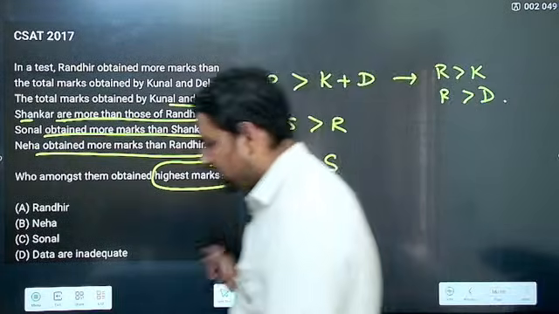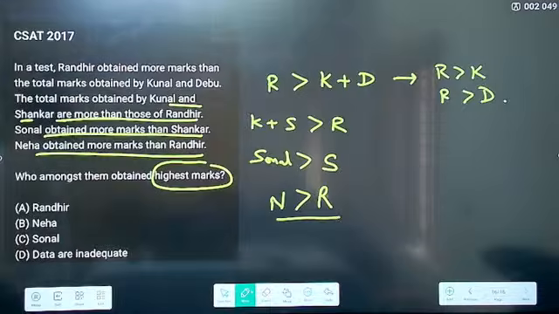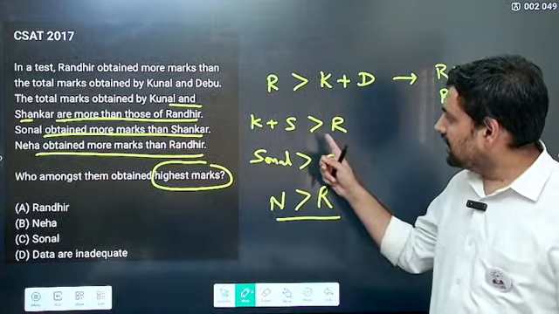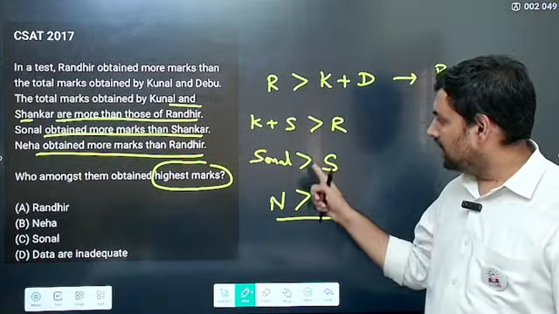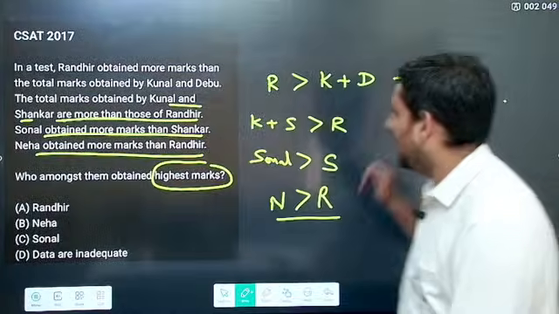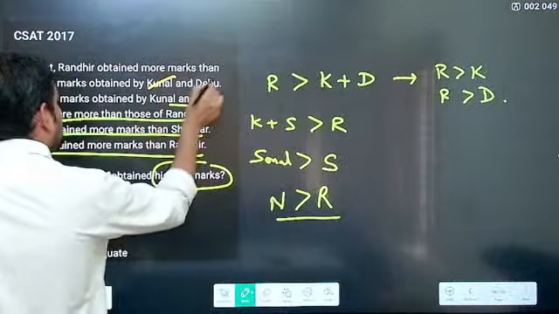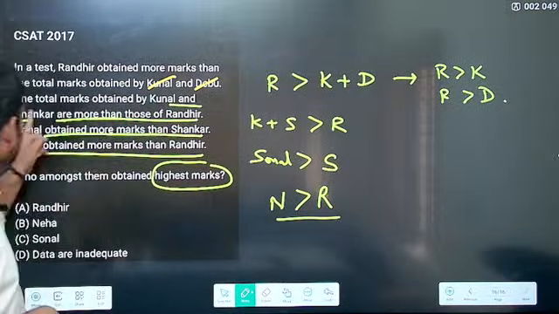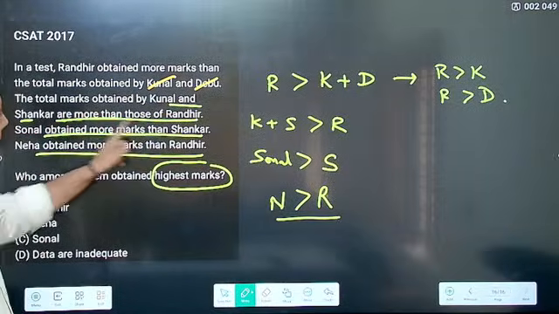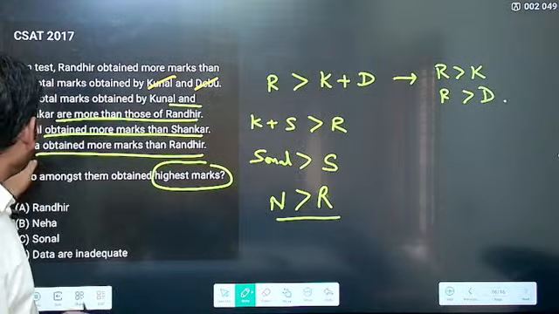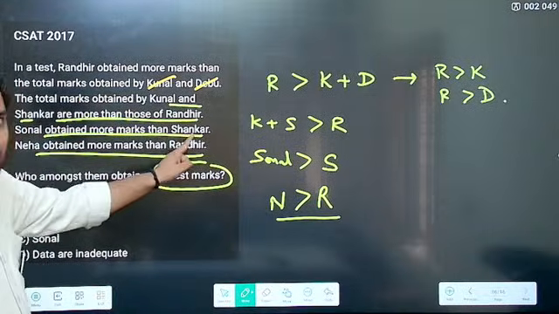Now, which of them got the highest marks? Now, understand this. From here, I can start cancelling them out. So I first cancel out K and D. That is Kunal and Debu are gone because they got less than Randhir. Then the next is total marks obtained by Kunal and Shankar are more than Randhir. From this I cannot cancel any of them. Then next, Sonal obtained more marks than Shankar.